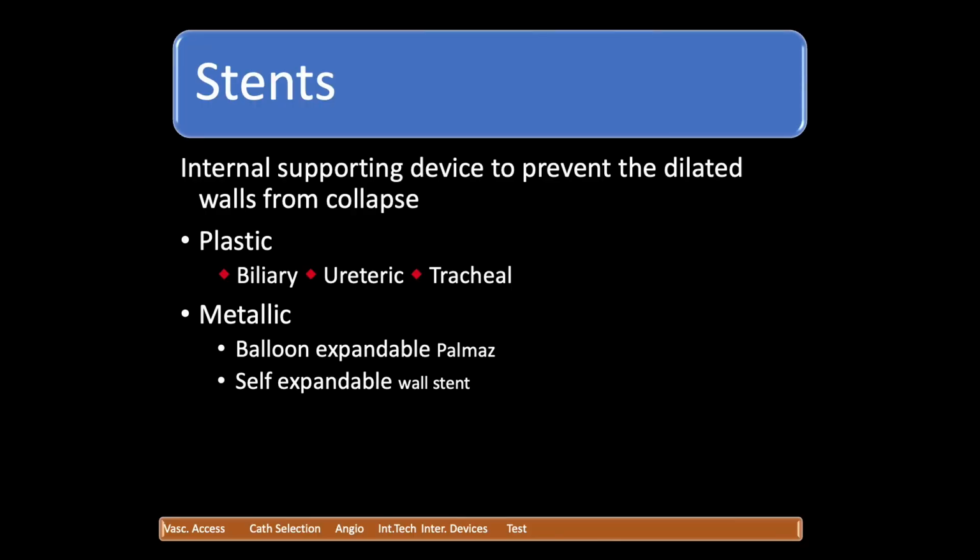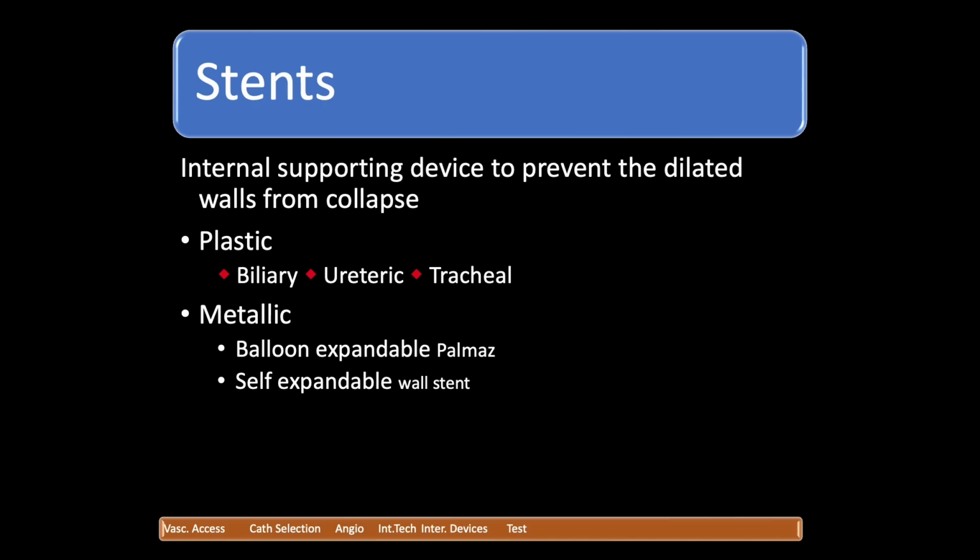What are stents? Stents are internal supporting devices to prevent the dilated vessel from collapse. When you dilate, the narrowed portion is there. You dilate it, make it open, and when you deflate the balloon, the vessel wall will come back to its normal size. Instead of doing that, you bridge with another metallic or any other device. Basically, to prevent this dilated vessel from collapse, you have got plastic material and metallic material. So in the plastic one, you have got biliary, ureteric, and tracheal. You would have seen biliary and ureteric plastic stents which have been placed.